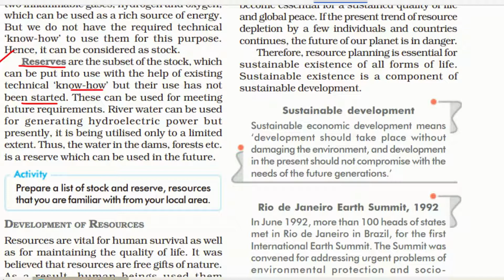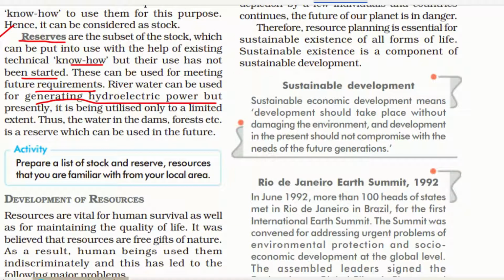Okay, we know how to use it. We have a little bit of technology, but we have not started using it. These can be used for meeting future requirements. Why are we not using it? Because we are keeping this for future generations. Okay, future requirements. River water can be used for generating hydroelectric power, but presently it is being utilized only to a limited extent, isn't it? Suppose we have 100%, we are using only 50%. Why are we not using 100% of the water for generating power? Because the 50% we are keeping as reserve for future requirement. Thus, the water in dams, the forests, etc. is a reserve which can be used in future.